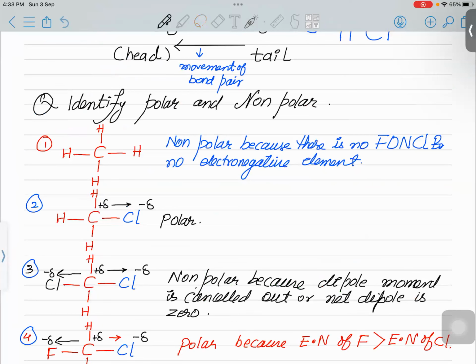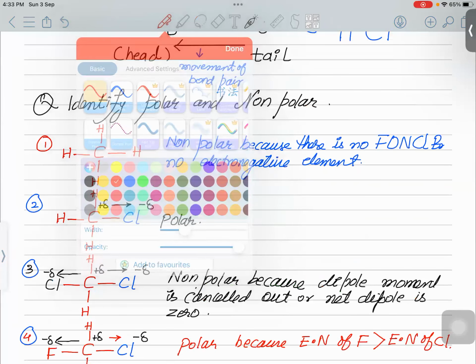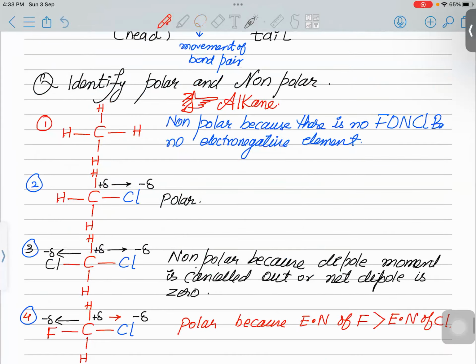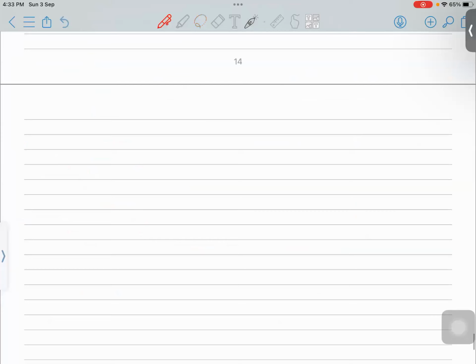Now this is the case for the alkane. This is alkane. Now the second case is alkene. Whenever you have a carbon double bond, the compound is called alkene.